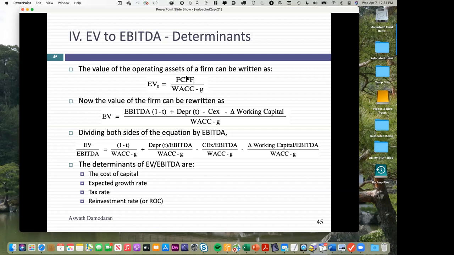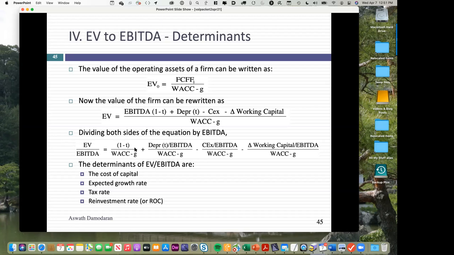If I break free cash flow to the firm down, I can actually write it out as EBITDA times (1 minus T), plus tax rate times depreciation, minus capex, minus change in working capital. Trust me, I'm not changing the free cash flow to firm calculation, I'm just writing it out broken down. That's the value of a firm in a DCF model. If I divide both sides of that equation by the EBITDA, I now have an equation for what should drive EV to EBITDA. And as I list the variables out, I want you to think about the intuition.